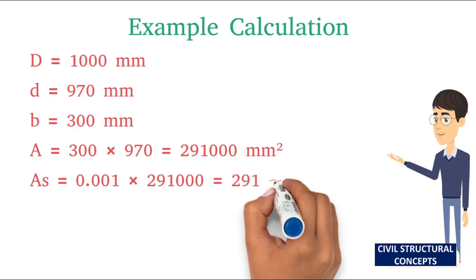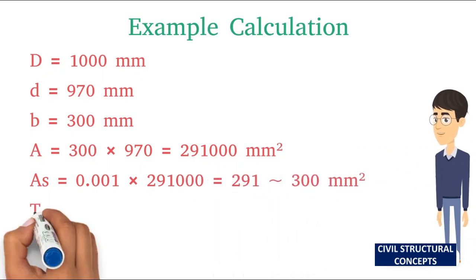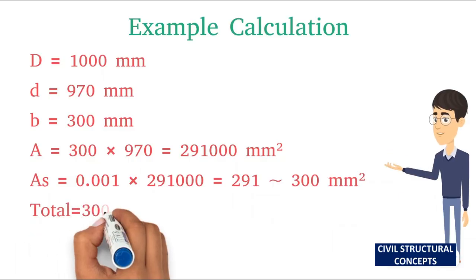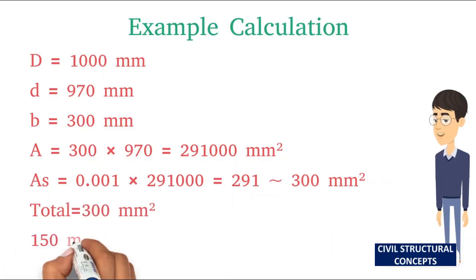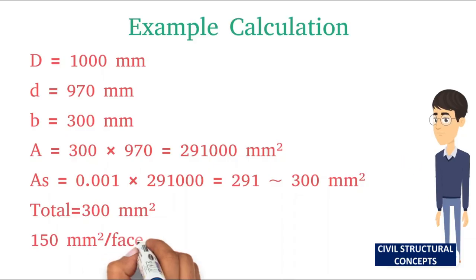0.1% reinforcement equals 0.001 times 291,000 equals 291, approximately 300 square millimeters. So we need 300 square millimeters total on both sides, meaning 150 square millimeters on each face.